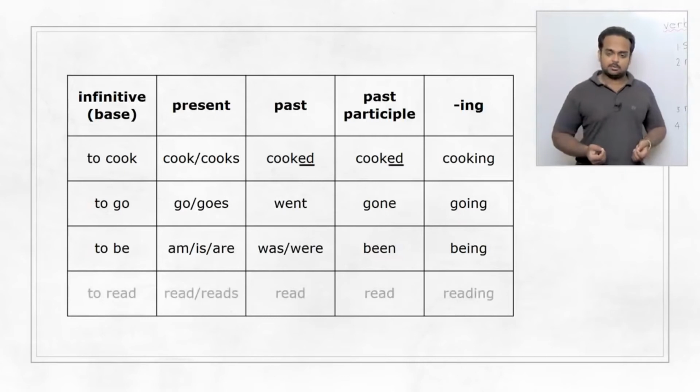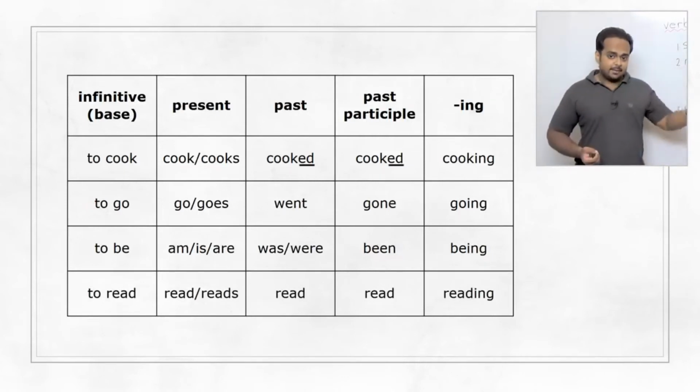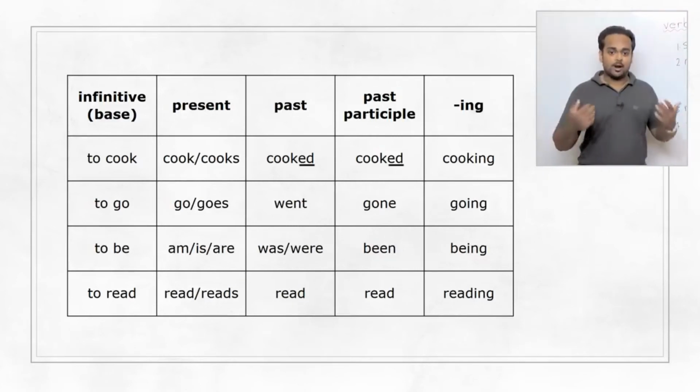Here's one last example, the verb to read. Its past tense and past participle forms are spelled R-E-A-D, but pronounced "red," like the color red. So you might be thinking, well, how can I guess the past and past participle forms of irregular verbs?